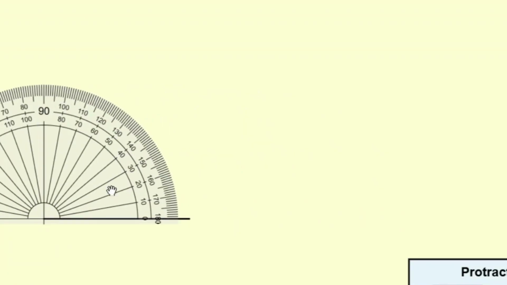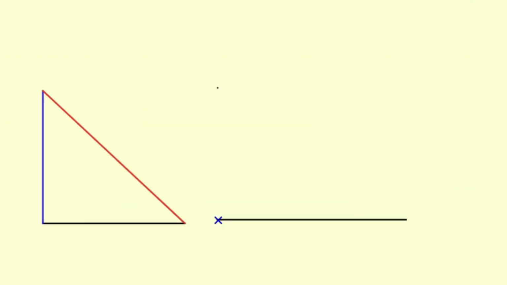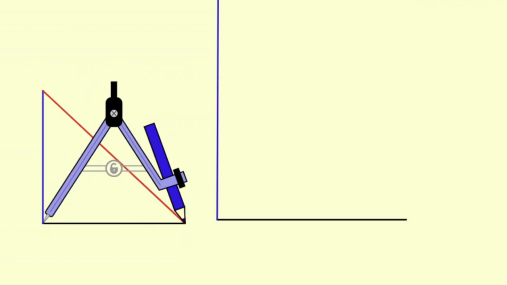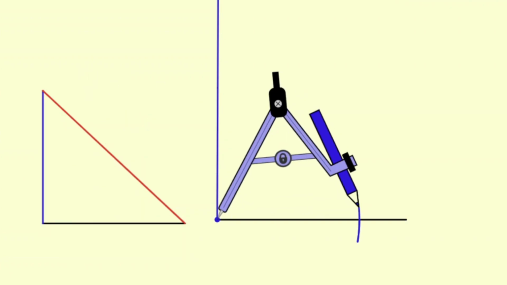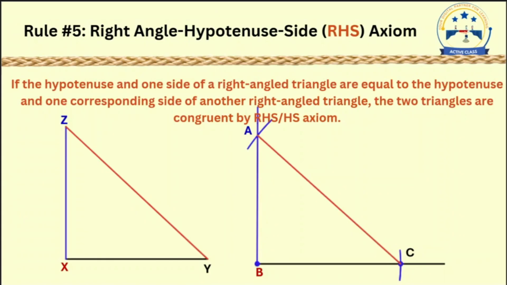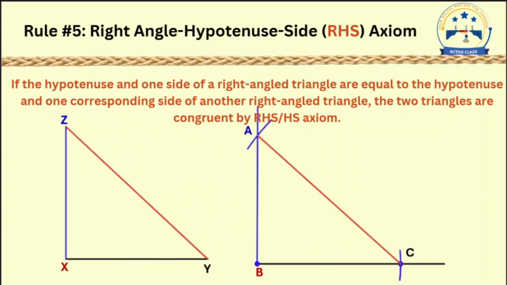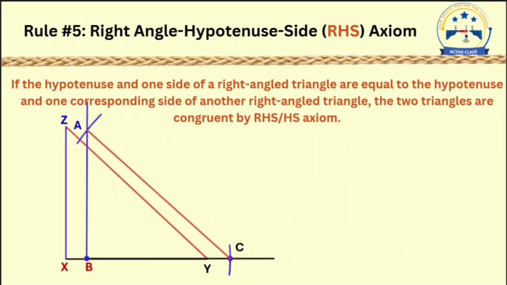Time to test it yourself. Draw a right angle triangle using your ruler and protractor. Now try constructing another triangle with the same hypotenuse and side. Do they match? If yes, congratulations, you have just proved RHS.